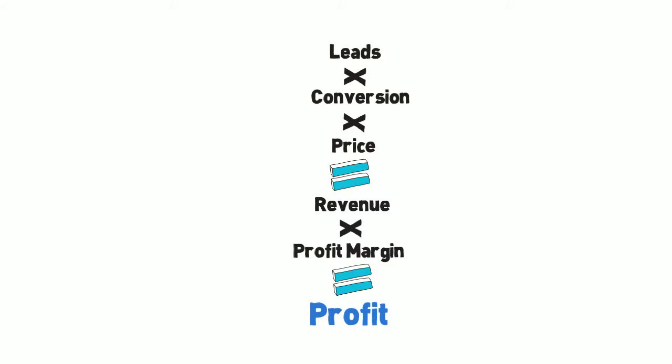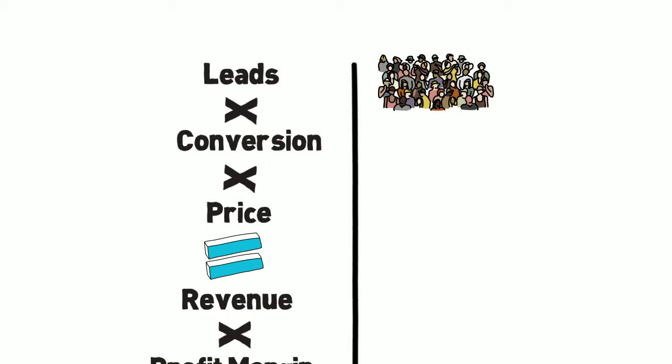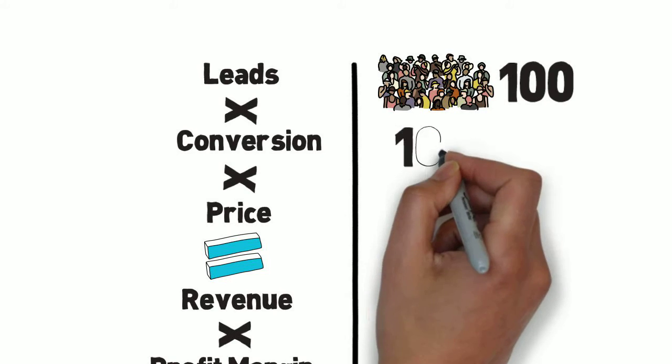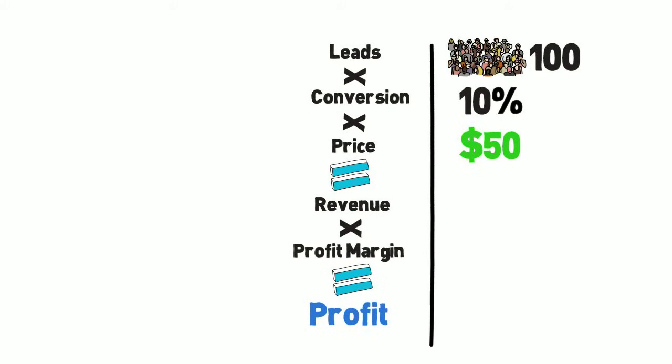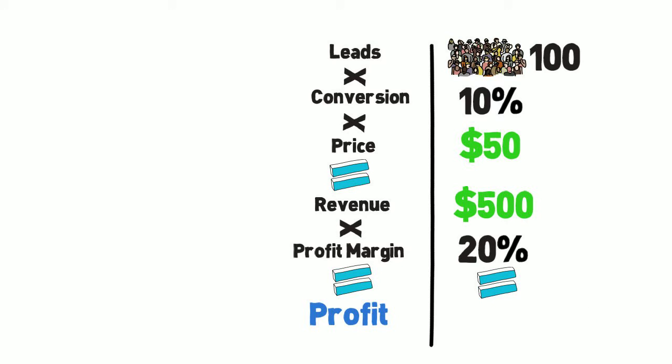So let's pretend your current performance is defined by the numbers shown next. You currently have 100 leads in your sales pipeline, or even 100 people visiting your store. You convert these people at 10% at a sale price of $50. So this will give you a revenue of $500 at a profit margin of 20%, which leaves you with a final profit of $100. It's pretty straightforward, right?